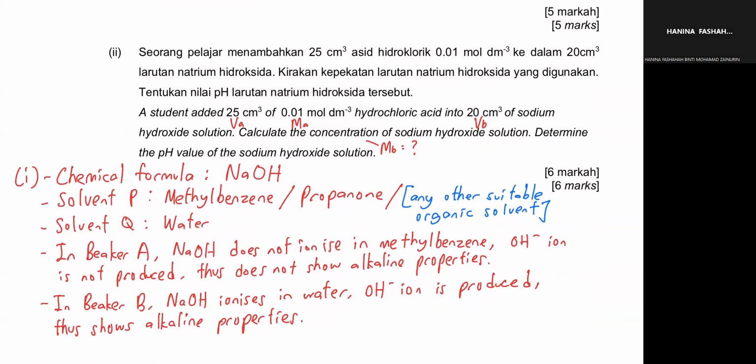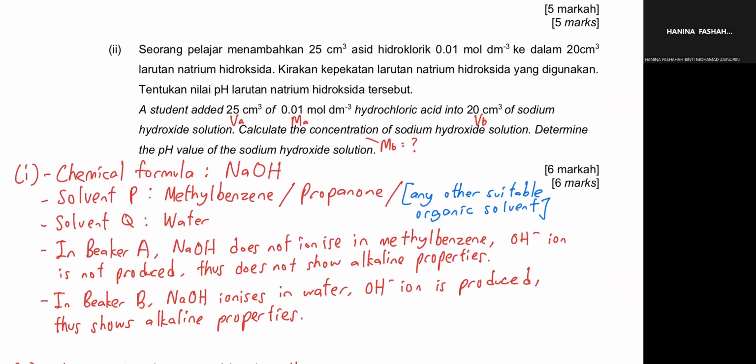So you explain. In beaker A, the NaOH does not ionize in methylbenzene. OH minus is not produced. That's why it does not show alkaline properties. But in beaker B, what happened? In beaker B, NaOH ionized in water. That's why OH minus ion is produced. It shows alkaline properties.